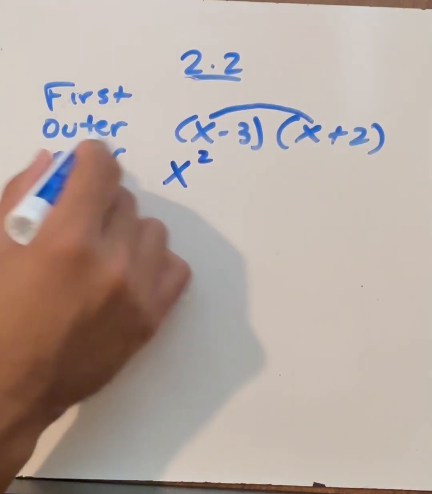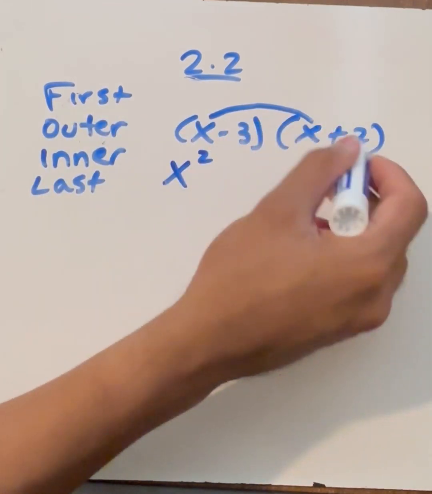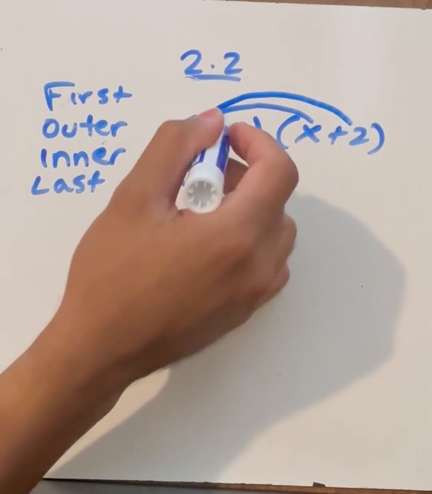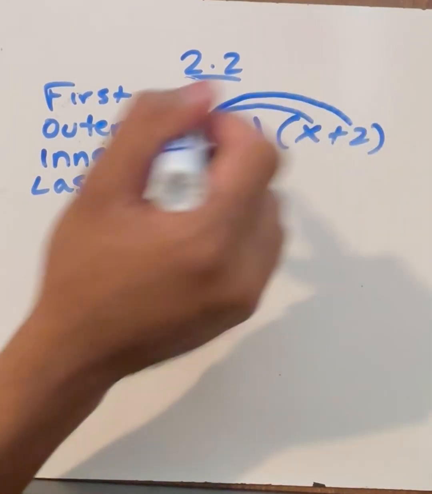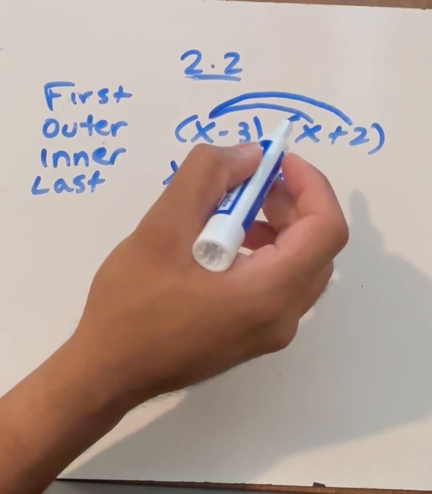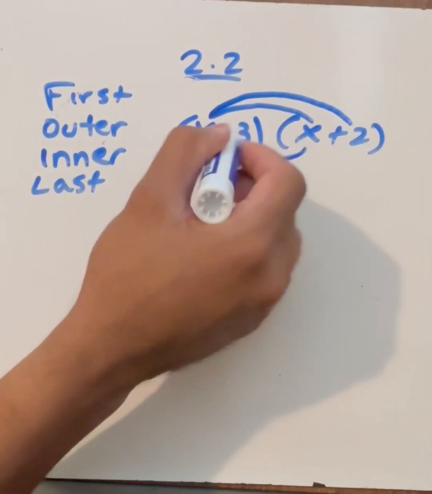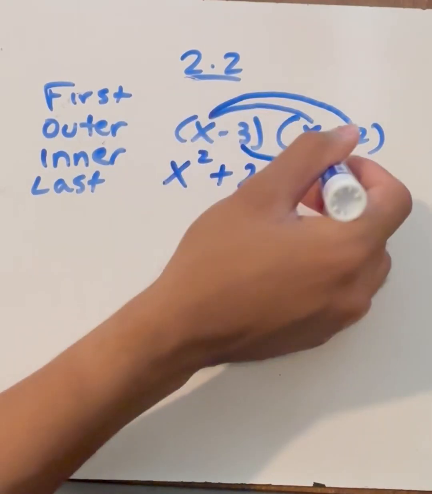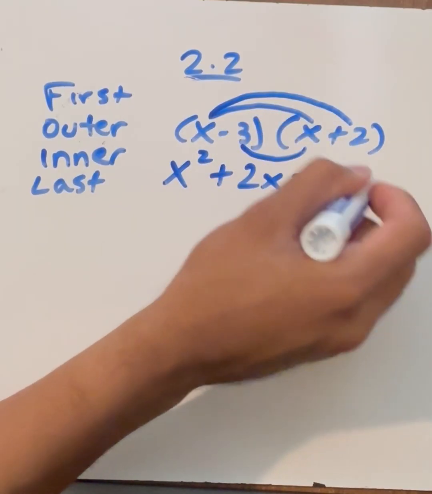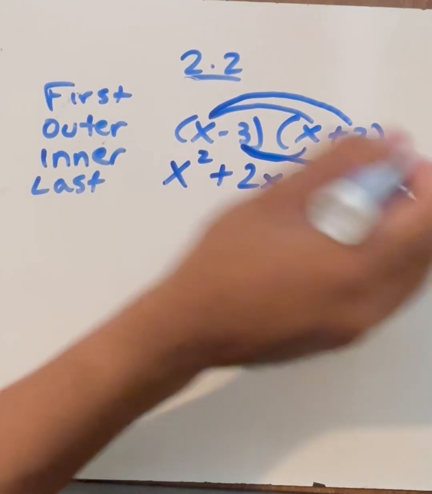Now you multiply the outer terms. This is the outer one because it's furthest away from everything else, and this is the outer one on that side because it's the furthest away from everything else. So basically we multiply this to this and then this to that. x times 2 is 2x. Now we multiply the inner numbers, and you see how these are on the inside, closer to each other than anything else. So minus 3 times x is negative 3x. And then negative 3 times 2 is negative 6.